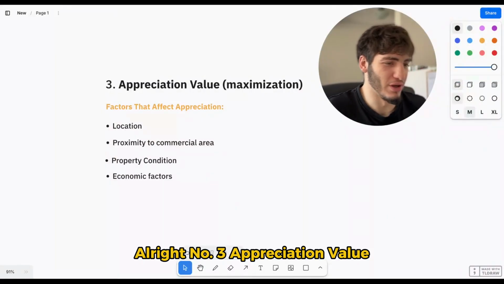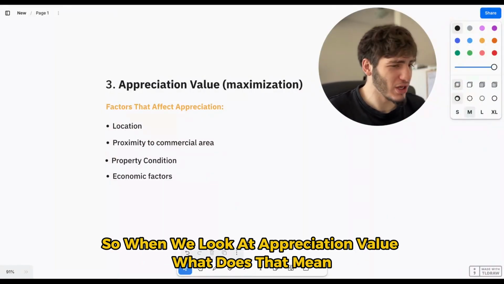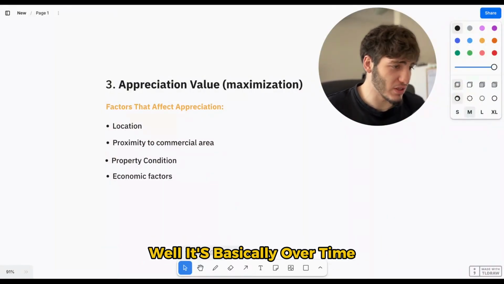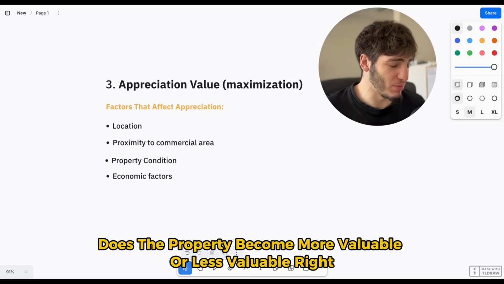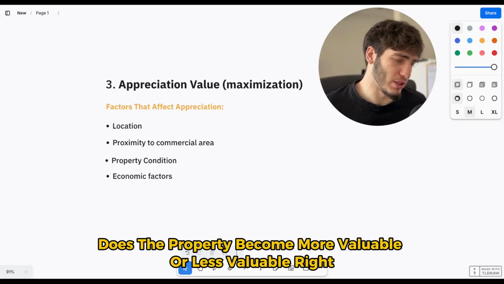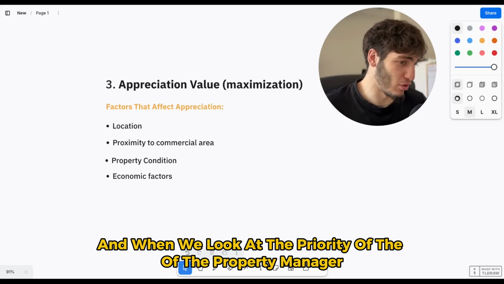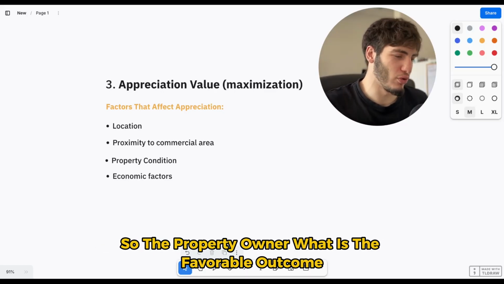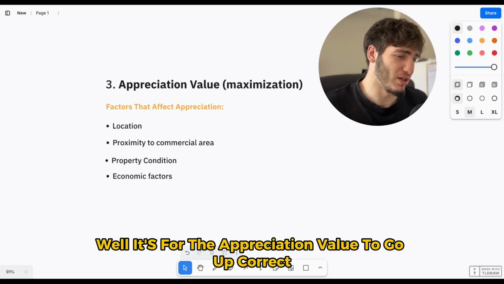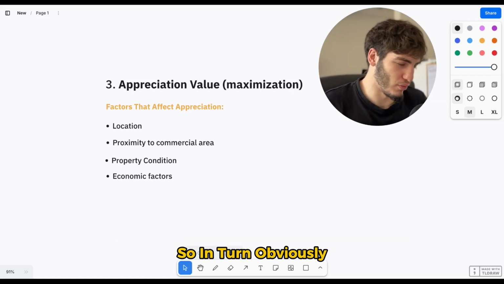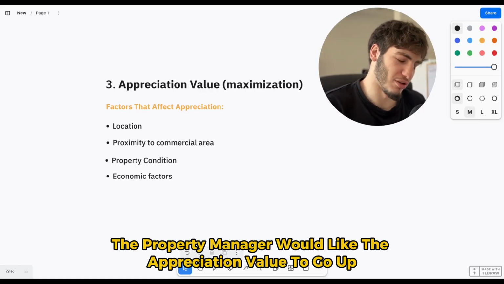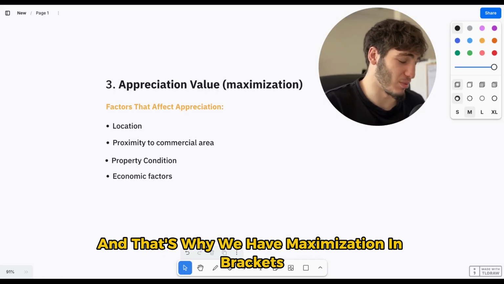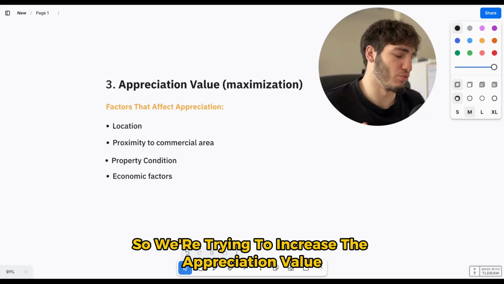All right, number 3, appreciation value. So when we look at appreciation value, what does that mean? Well, it's basically over time, does the property become more valuable or less valuable, right? And when we look at the priority of the property manager, well, first we have to go back to the property owner. So the property owner, what is the favorable outcome? Well, it's for the appreciation value to go up, correct? So in turn, obviously, the property manager would like the appreciation value to go up, and that's why we have maximization in brackets. So we're trying to increase the appreciation value.